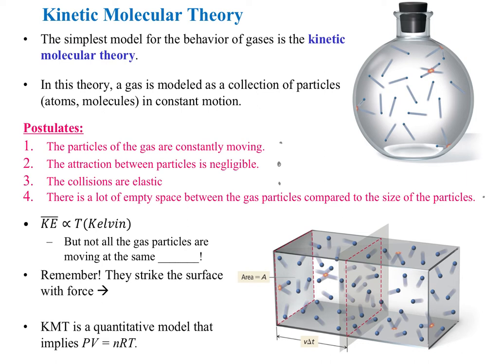I would say the fifth one is really that the kinetic energy of each of the particles is related to the temperature. So as I increase the temperature, my kinetic energy is going up. But gas particles are not going to be moving all at the same speed, though. We also want to remember that anytime they strike a surface, they are exhibiting some force, and that force ends up translating into pressure, where the pressure is equal to the force divided by the area. And this theory quantitatively models the ideal gas law.